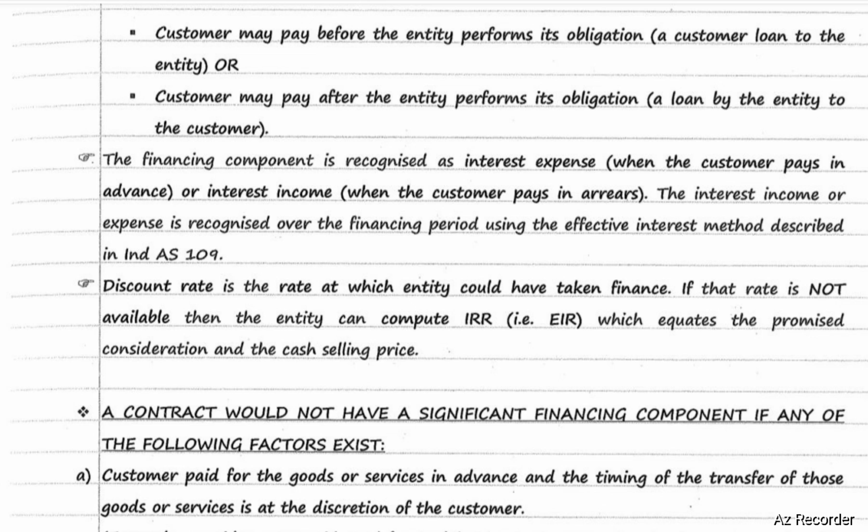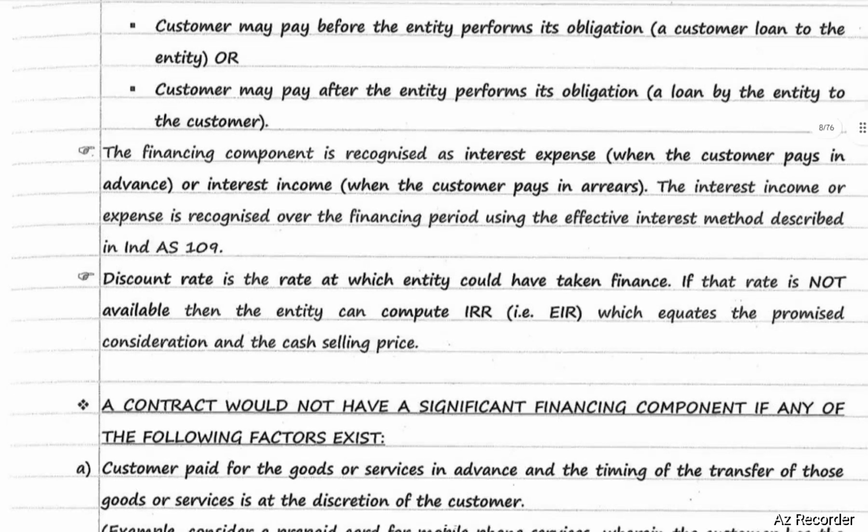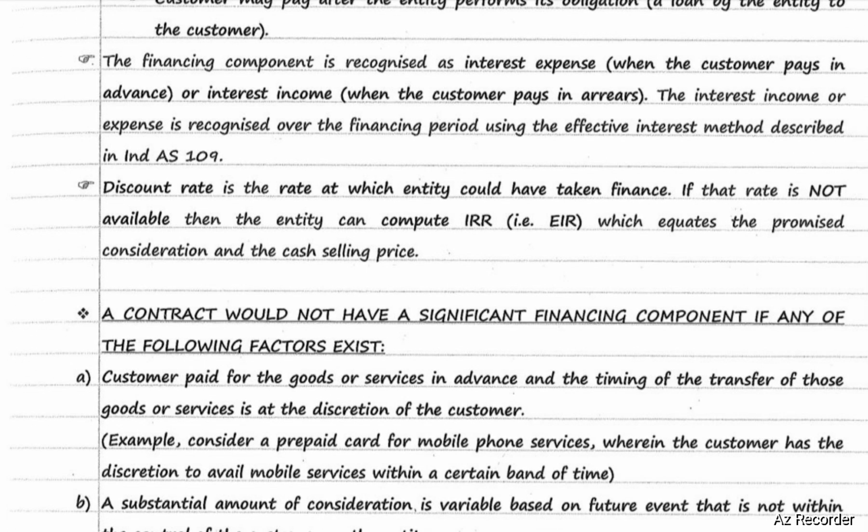The interest income or interest expense will be recognized over the financing period using the effective interest method described in Ind AS 109. Next, a discount rate will be used here. Discount rate is the rate at which the entity could have taken finance. If that rate is not available, then the entity can compute IRR. IRR means internal rate of return, that is the effective interest rate, which equates the promised consideration and the cash selling price.